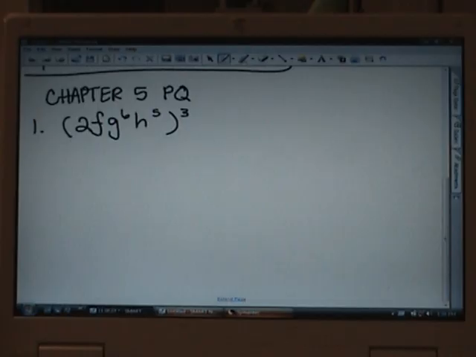When you're multiplying and the base is the same, you add the exponents. A power to a power, you multiply. 2 times 2 is 4, times 2 is 8. f to the 3rd, g to the 18th, h to the 15th.